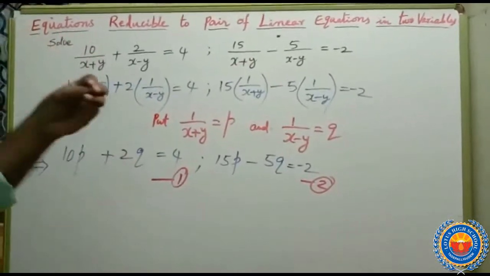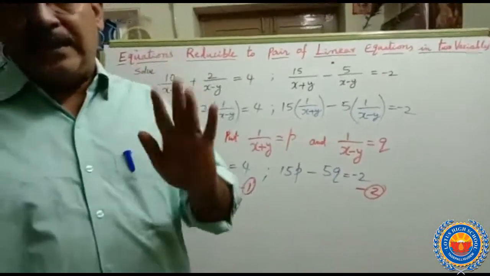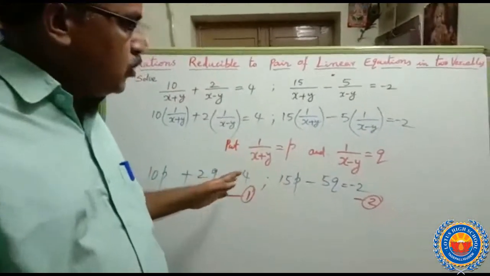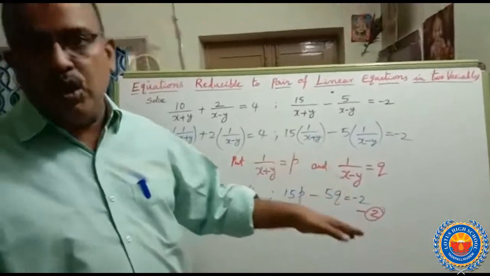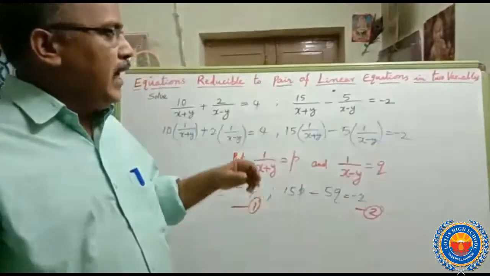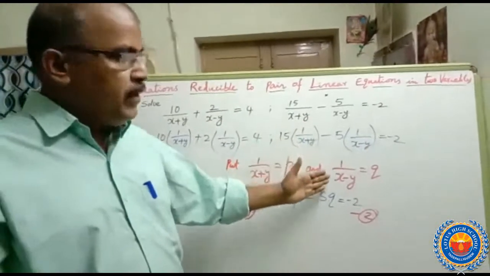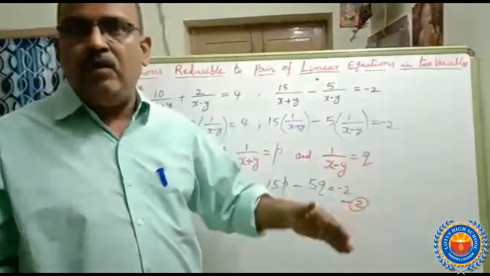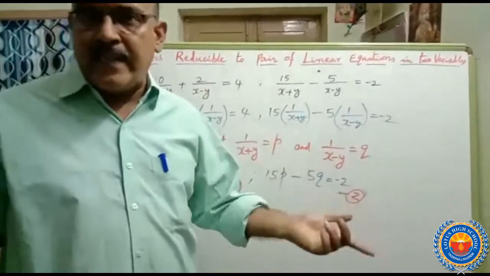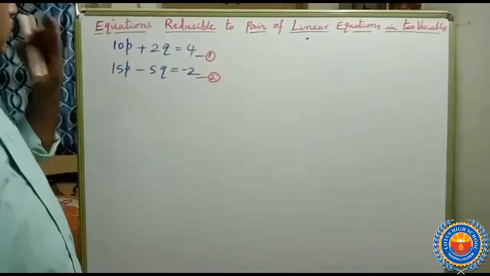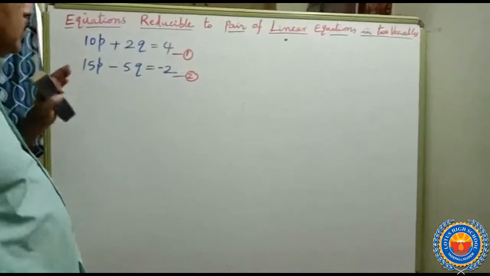These two, just now I got linear equations in two variables. First I have to solve these two linear equations in two variables so that I get the p value and q value. From that I will substitute 1 by x plus y is equal to the p value and 1 by x minus y is equal to the q value, so that I will get x and y values.